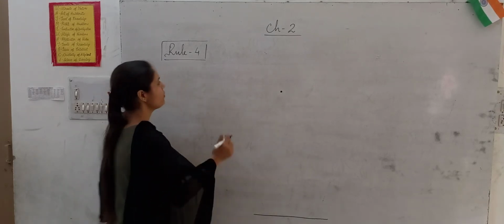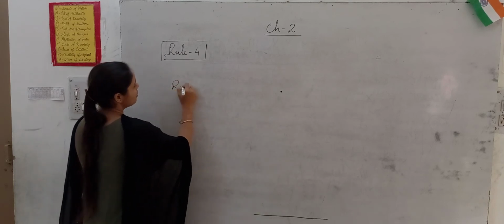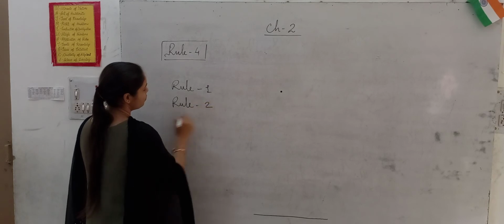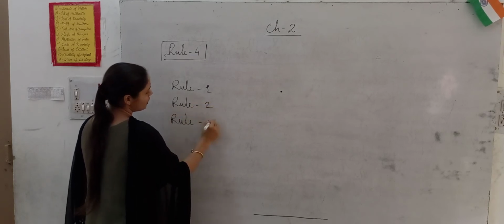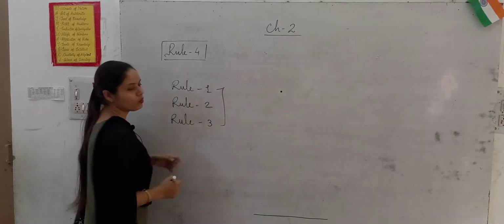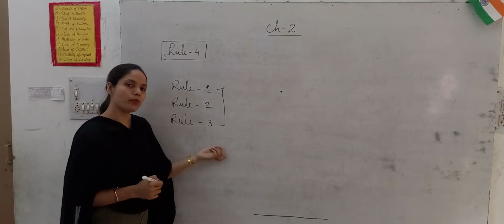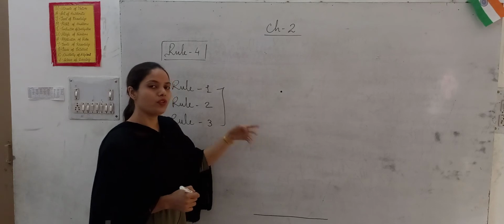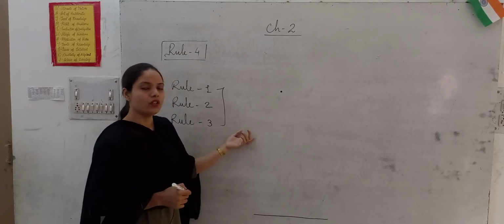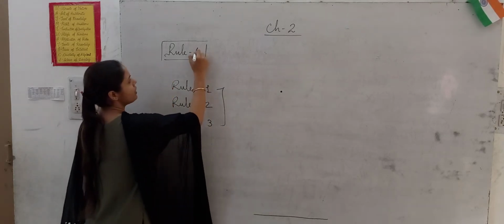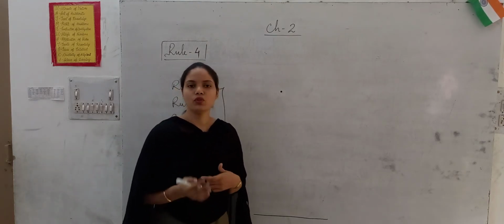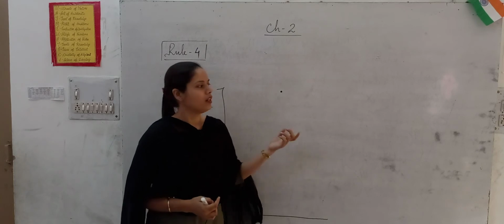Okay, we have learned rule number 1, rule number 2 and rule number 3. These 3 rules are given in today's topic, and we understood the Roman numerals, how we can write, how we can subtract and how we can add. Only rule number 4 is left, and that rule number 4 and exercise work will be given to you in the next class. So, that's it for today.